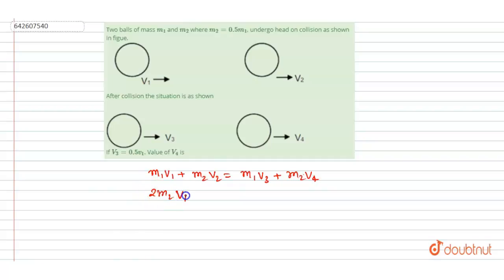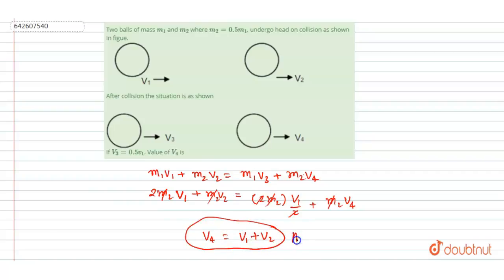So there is 2m2 v1 plus m2 v2 is equal to, yeah, v3 is v1 by 2, so here I will write 2m2 times v1 by 2 plus m2 v4. So we can cancel out this m2 now, and we can get the value of v4 after solving this. So this 2 will get cancelled out and we will get v4 equals v1 plus v2, and this will be our answer.